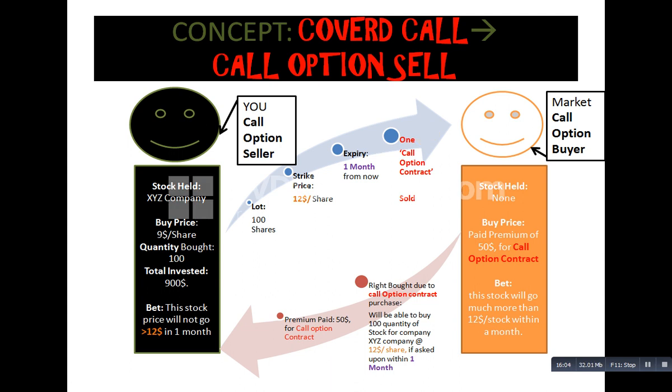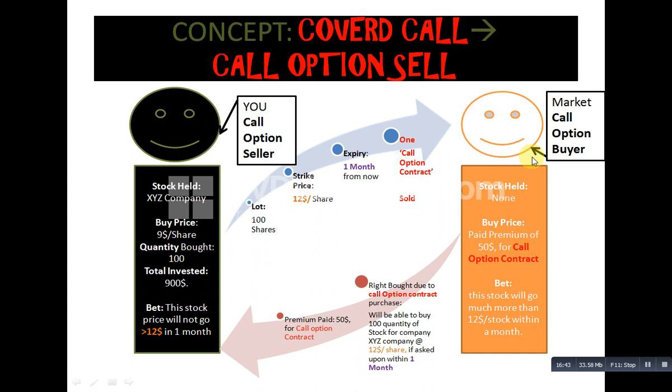This is actually a call option contract transaction where you are going to be the call option seller, and the orange person, or somebody in the market, is going to be the call option buyer, right? Now you are selling this call option contract, and you already have the stocks or the shares to support it, right? You have these 100 stocks held in your account, and that is why this is called a covered call, right? Because the contract which you're selling is a covered contract.